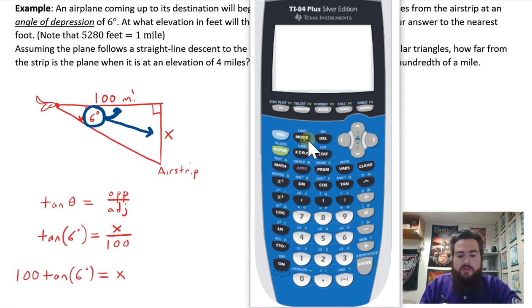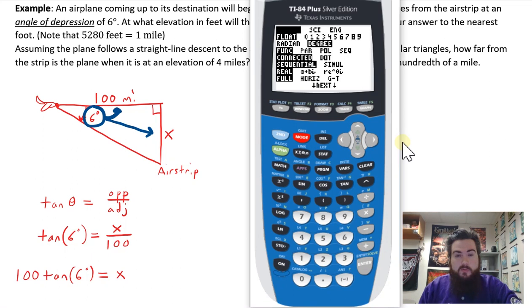Make sure first that you are in the correct mode for this. Depending on your calculator, the correct mode is either the first, second, or third option. It's usually near the top. And you need to make sure in this case, since we are plugging in degrees, that we are selected in degree mode.